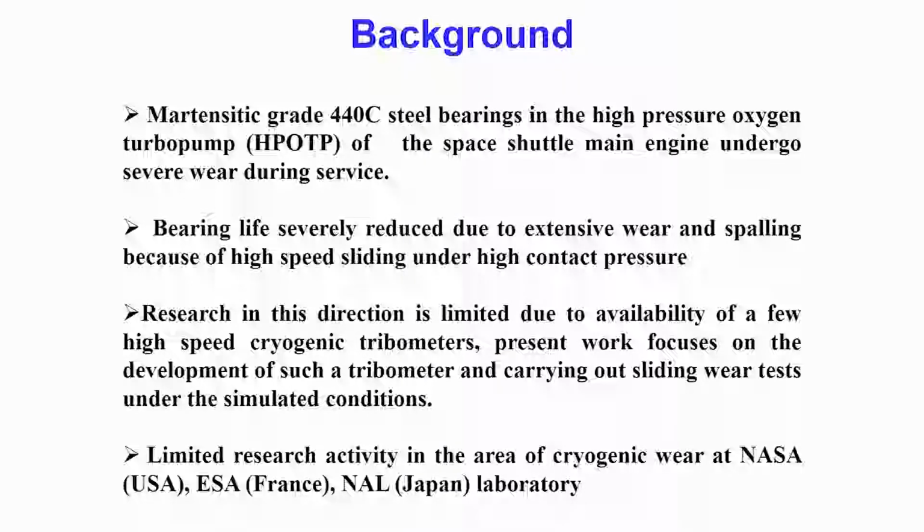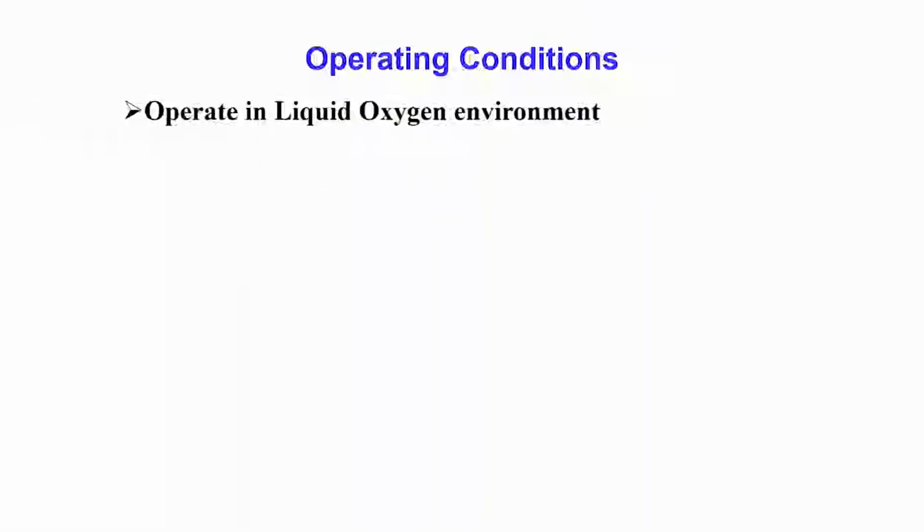However, if we want to explore new materials to replace the 440C steel bearings, one needs to have a suitable experimental setup for high speed cryogenic tribometers. And limited research activity in cryogenic wear is currently being conducted at NASA, ESA, the European Space Agency, and NAL, Japan. These are the laboratories.